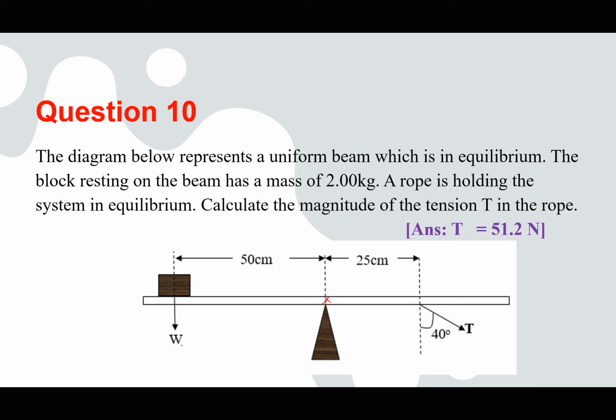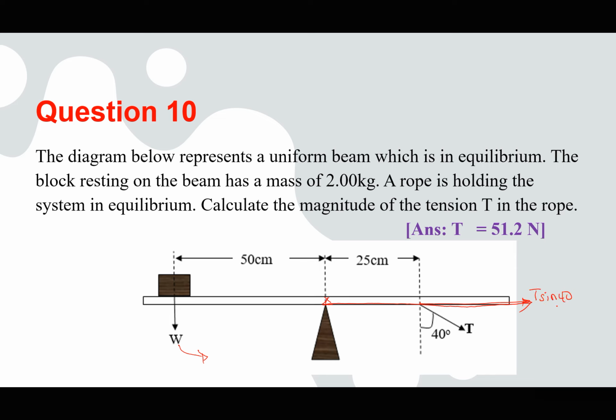So W is causing an anti-clockwise moment because it's pulling the beam downwards on the left-hand side. And the tension T has two components. One component will be acting horizontally, and this component will have no moment because its line of action goes through the pivot, so there is no perpendicular distance. In that case, this is going to be T sine of 40.